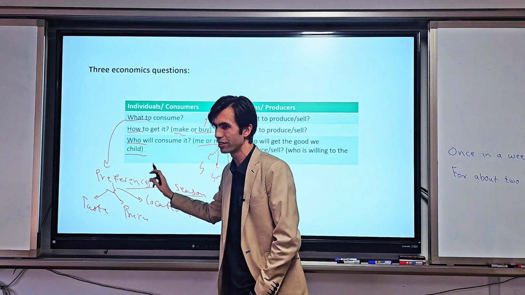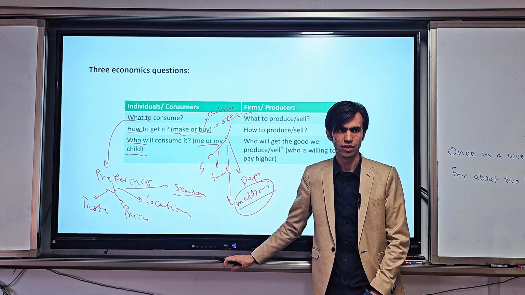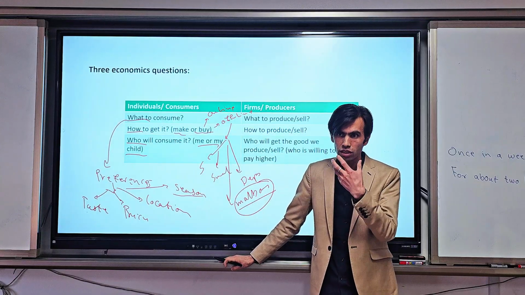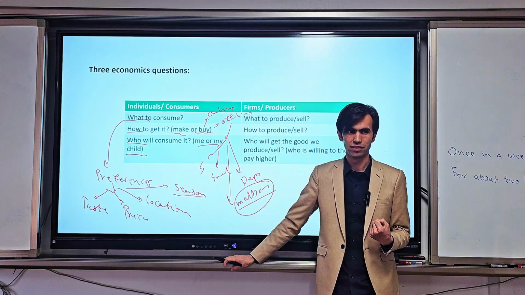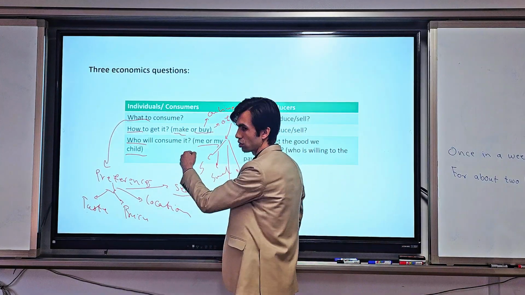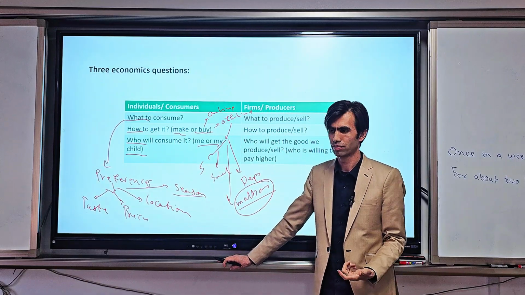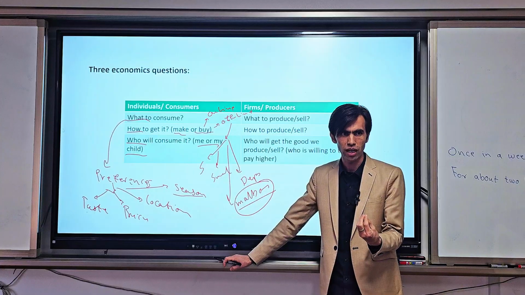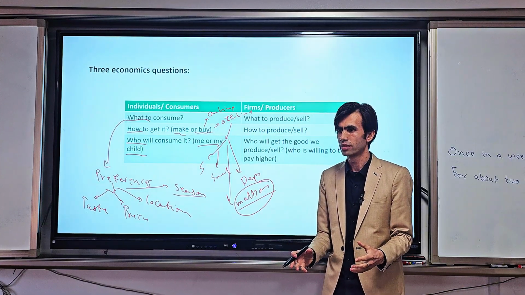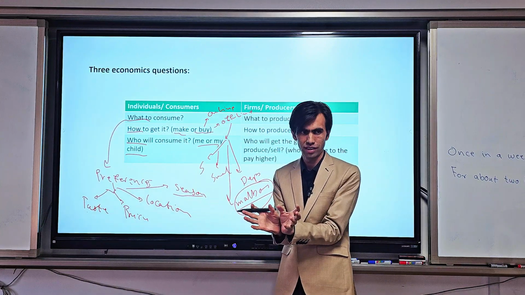And the last thing is, who will consume it? Me, my child, or my family members? We need to answer that question. Sometimes, as a consumer, you know that the customer and the consumer could be different. Sometimes you are the one who decides what to consume and how to get it, but you are not the one who really consumes. For example, I buy baby milk from Coupang. Who decides? Me.